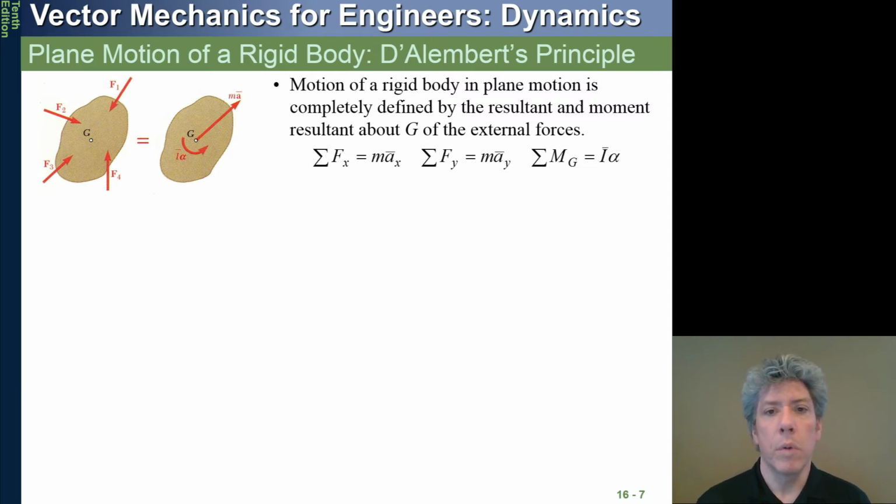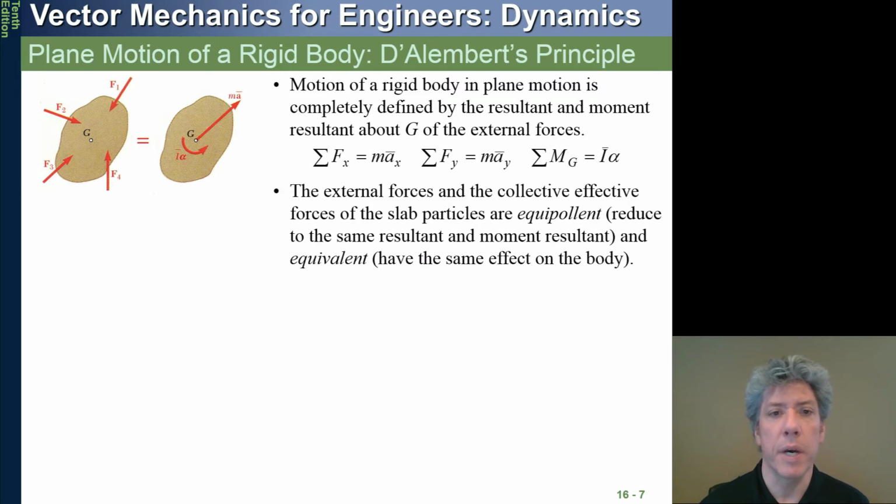So what do we have so far? Well, we've got 2 equations from the sum of forces. The sum of forces in the x direction equals mass times acceleration of the center of mass in the x direction. Same thing in the y direction. And now we have an expression for the sum of the moments about the center of mass, and that's just I alpha, the mass moment of inertia of the body times the angular acceleration of the body.